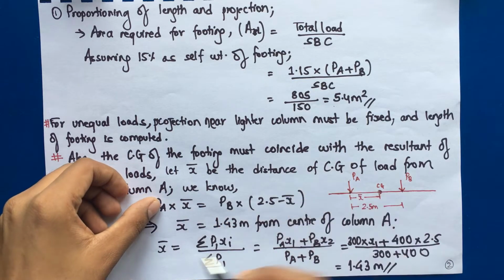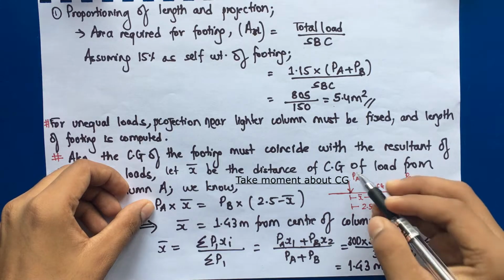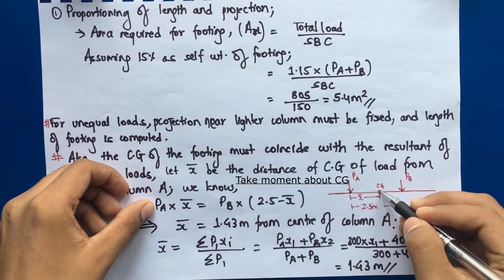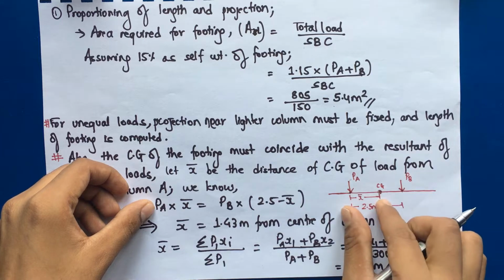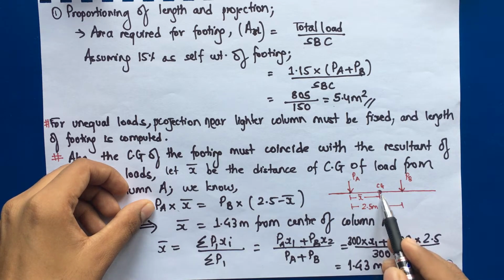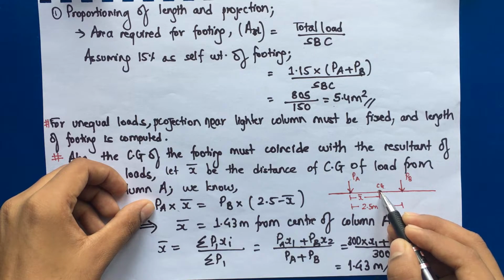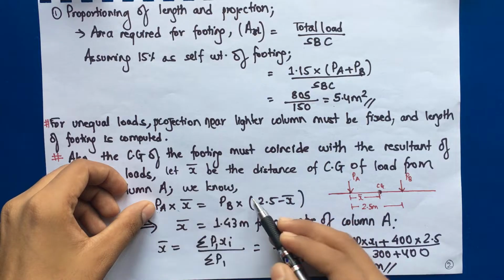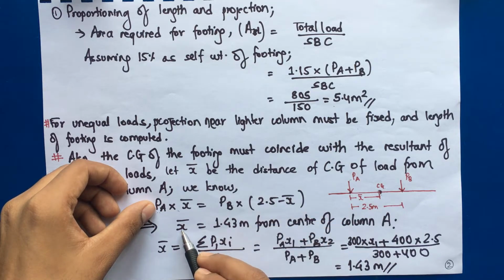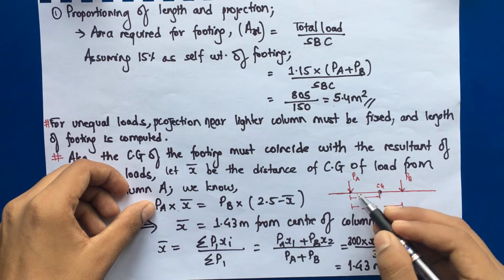For this we'll use this concept: we consider this point and take moments with respect to the center of gravity. So PA into x bar must be equal to PB into (2.5 minus x bar), considering this as the center point or the center of gravity. Here PA is 300 and PB is 400. So we get x bar equal to 1.43 meters from the center of column A.